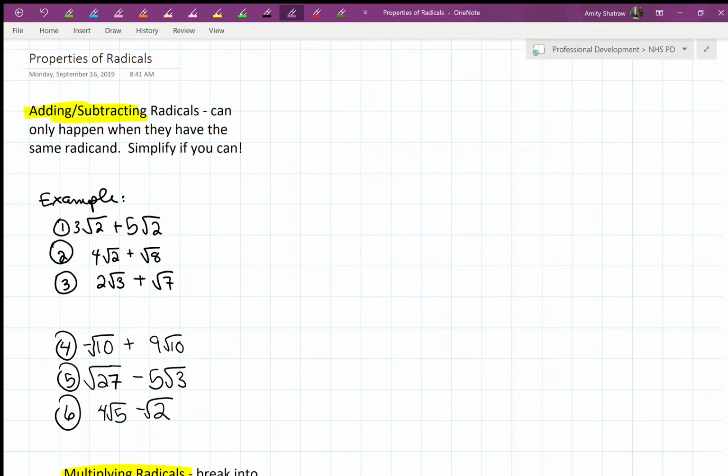So as an introduction, I'll say that I've written a rule, and you might want to copy that down. You can only add or subtract when they have the same radicand. And I wanted to mention to you, this symbol is called the radical symbol. And whatever is inside of there is called the radicand.